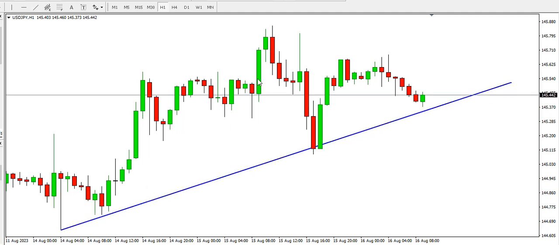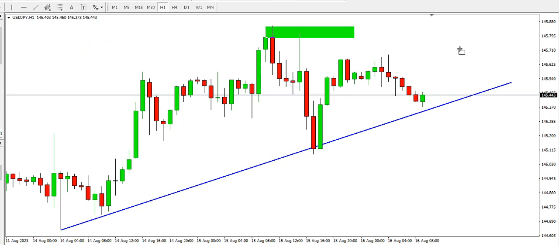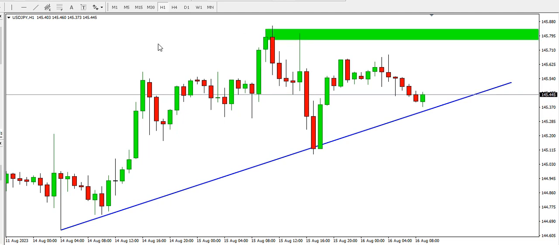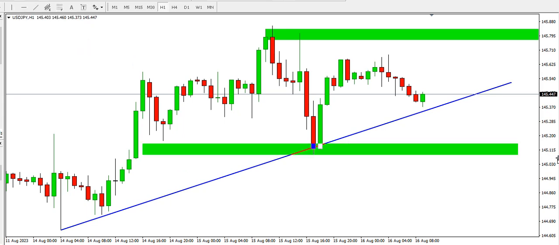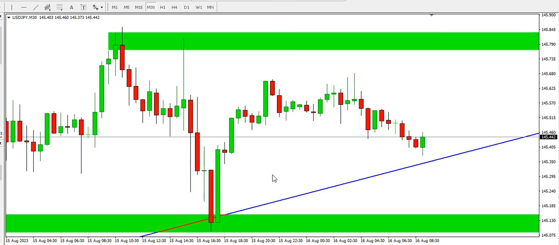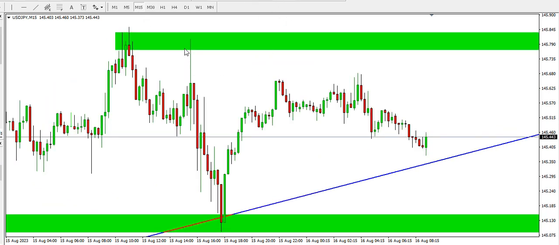Range top, on the 1-hour time frame. This is our range bottom. So we expect price to go up. On the 30-minute time frame, ranging, 15-minute time frame ranging, but most definitely this top will give way and the price will continue to go up. So if USDJPY is going to continue to buy, look for selling opportunities on gold.